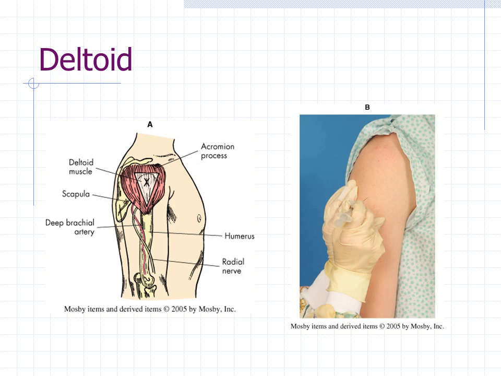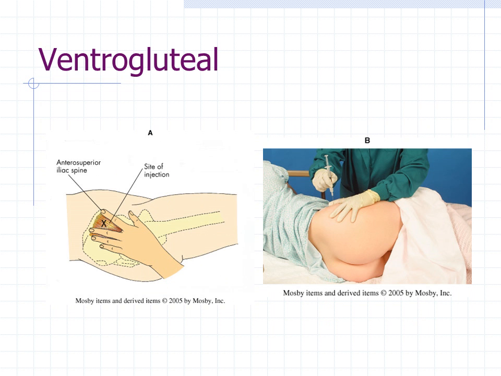This is your deltoid site. You find the acromion process, and it will be 3 finger widths below. Your ventrogluteal site, put your hand over the greater trochanter, point your thumb upwards towards the groin, point your index finger towards the anterior superior iliac spine, and point the middle finger along the back along the iliac crest towards the buttock. You will inject in between the V that is formed by your index and middle finger.